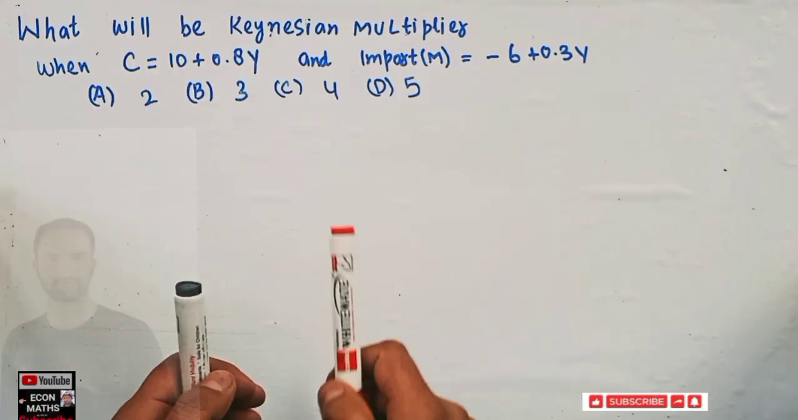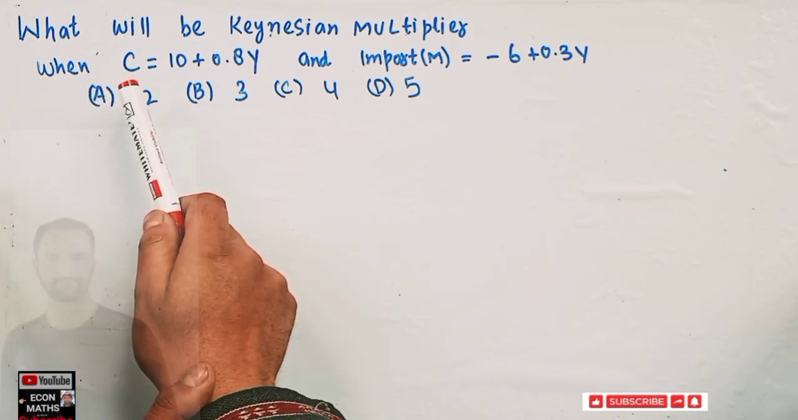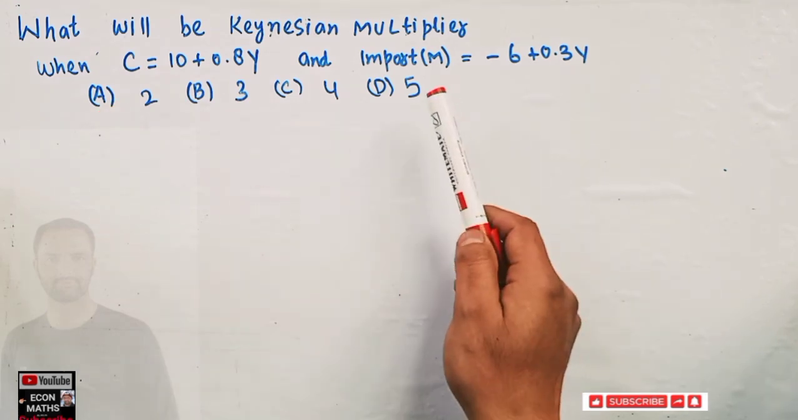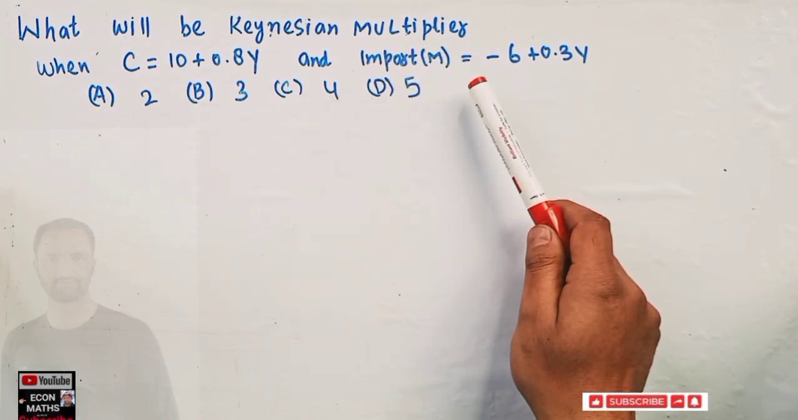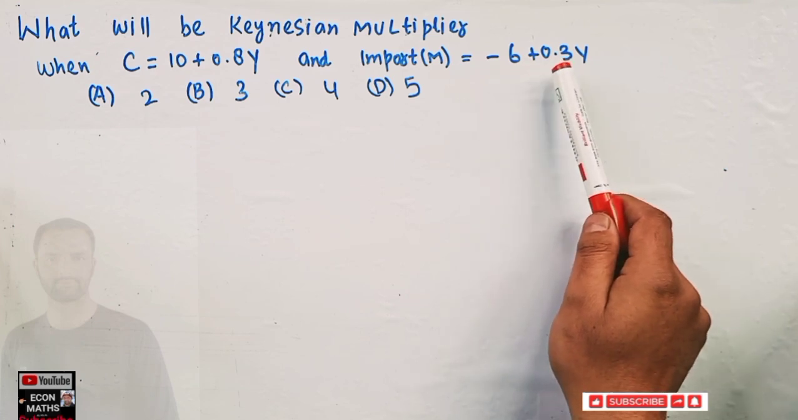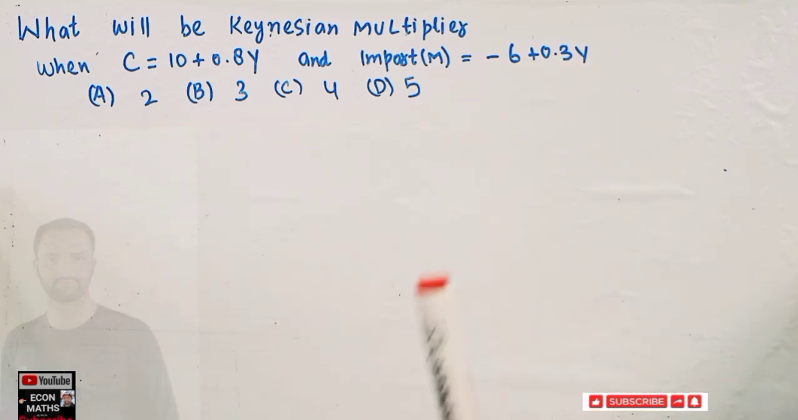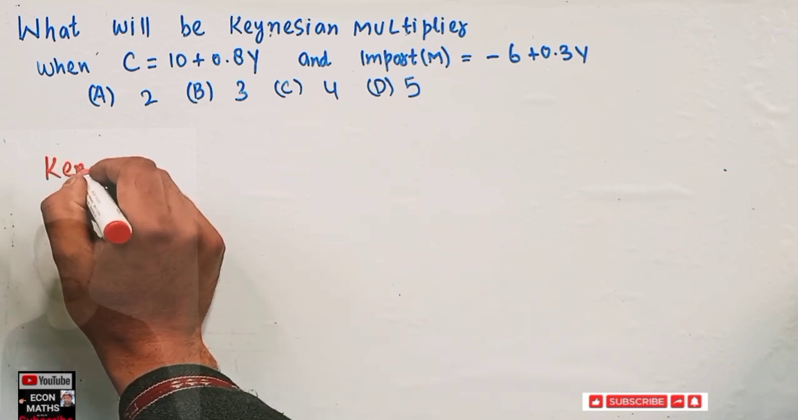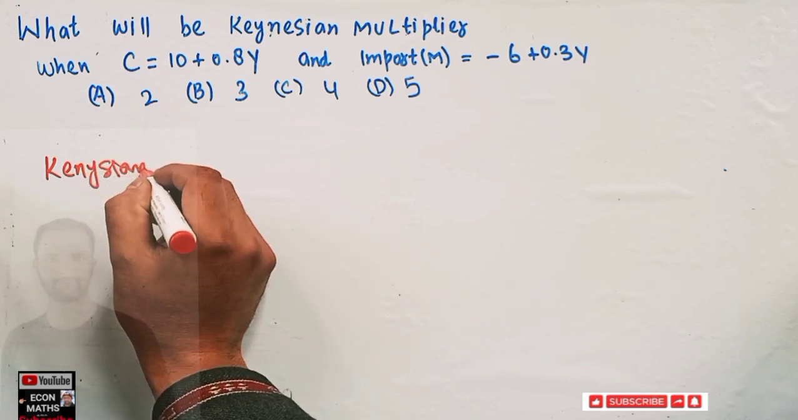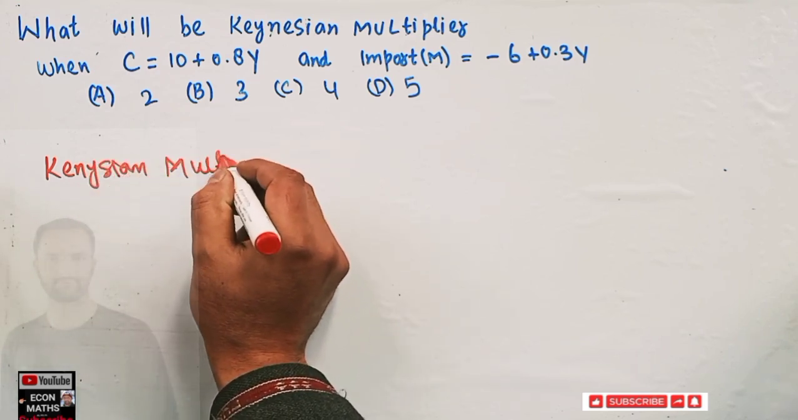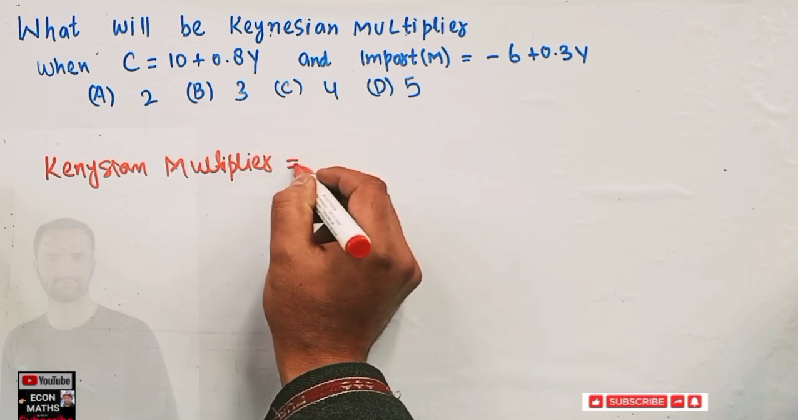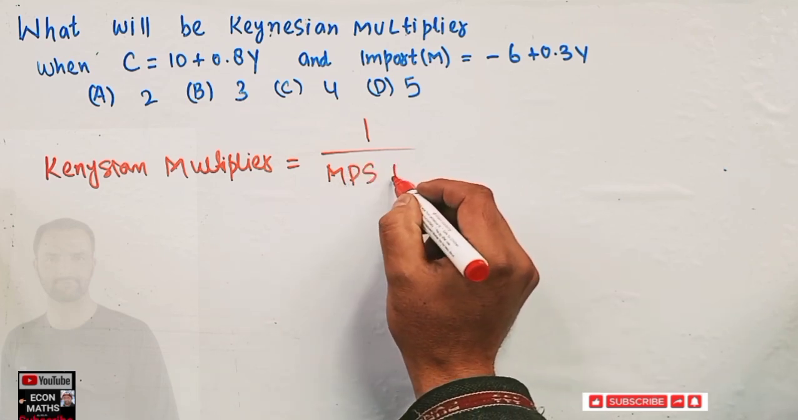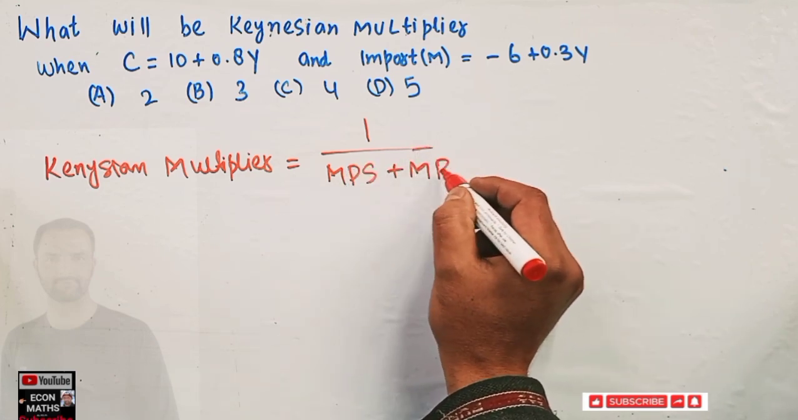Okay. Next question is, what will be the Keynesian multiplier when the consumption function is given as C equals 10 plus 0.8 Yd, where C is consumption and Y is the income, and the import function is given as M equals minus 6 plus 0.3 Y. The options are 2, 3, 4, 5. So what is the Keynesian multiplier? Let me write it here. Keynesian multiplier is equal to 1 upon marginal propensity to save plus marginal propensity to import.